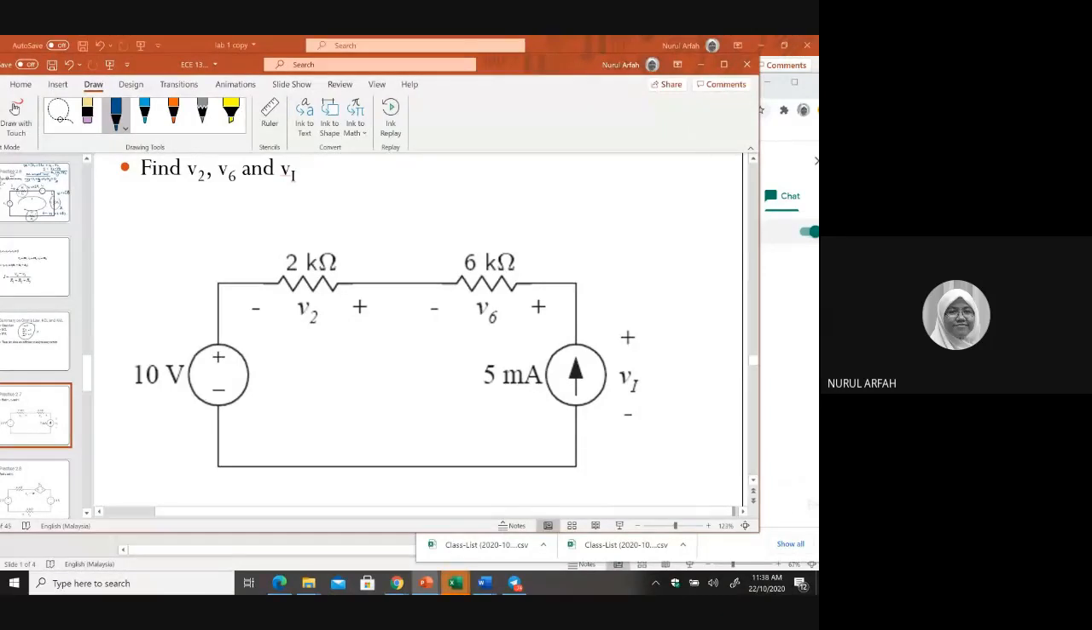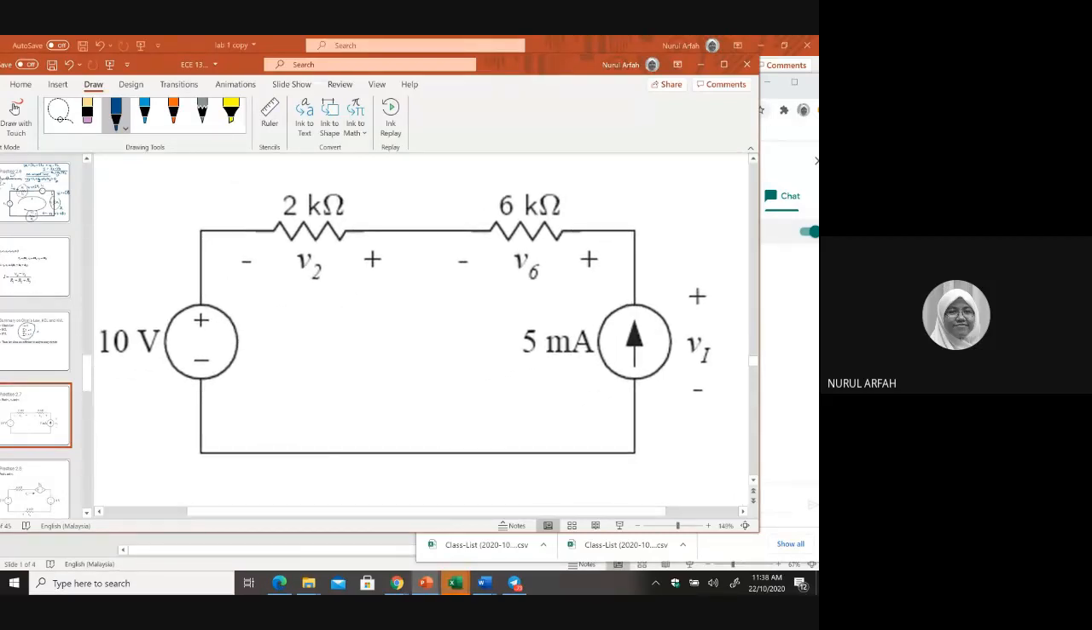This one, they didn't state any imaginary current. What do you think? Where should the imaginary current flow? Counterclockwise or clockwise? Counterclockwise. How do you know it is counterclockwise? Why don't you follow this one, the passive sign convention in this direction? Why should you follow this one?